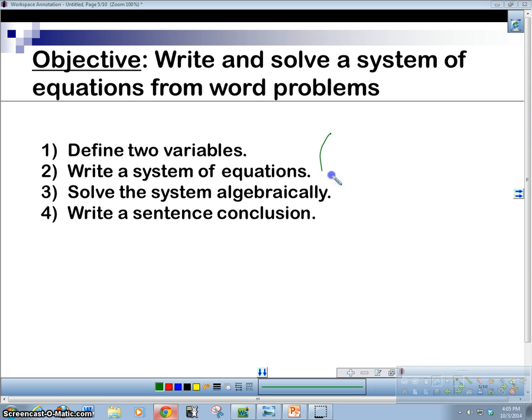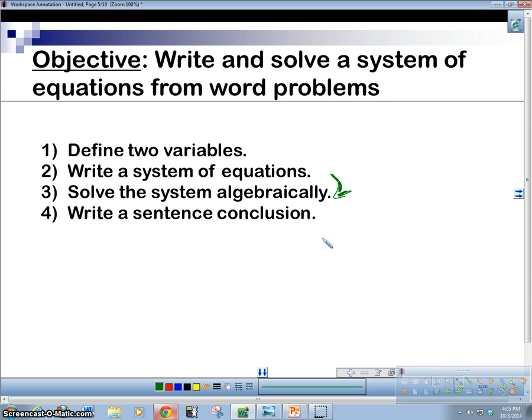I'm going to go ahead and assume that most of you can do this part. You can solve the system of equations, but it's really writing the system that is tricky with these. So let's take a look at some examples. I've got 4 problems here that we'll do.